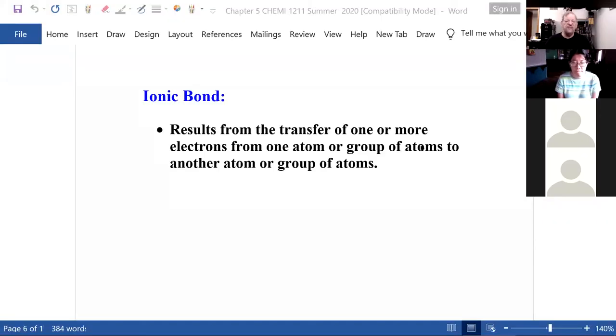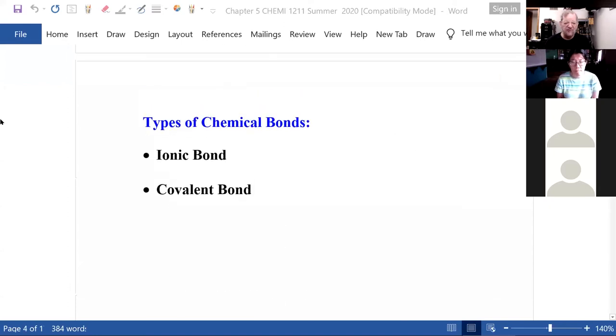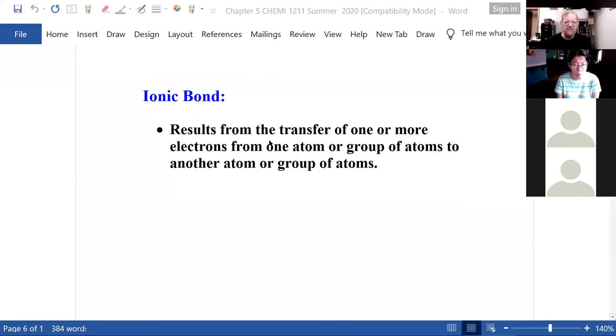All right, let's do a little review. From chapter five, we talked about chemical bonds. There's two types, ionic bond, covalent bond. You should know, ionic bond is the transfer of one or more electrons from one atom or group of atoms to another atom or group of atoms.